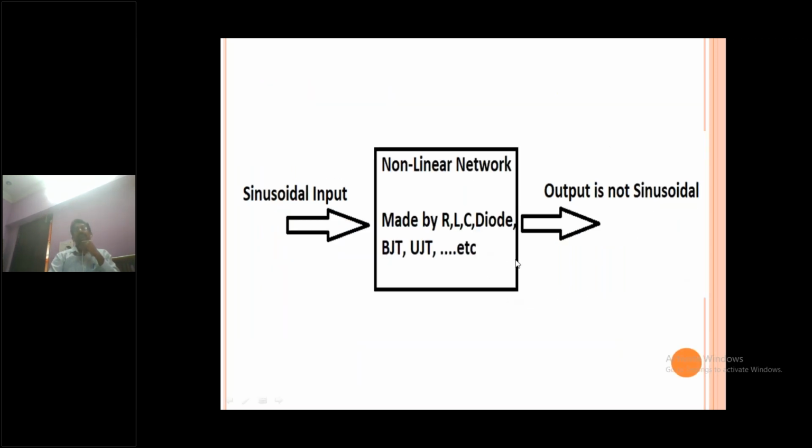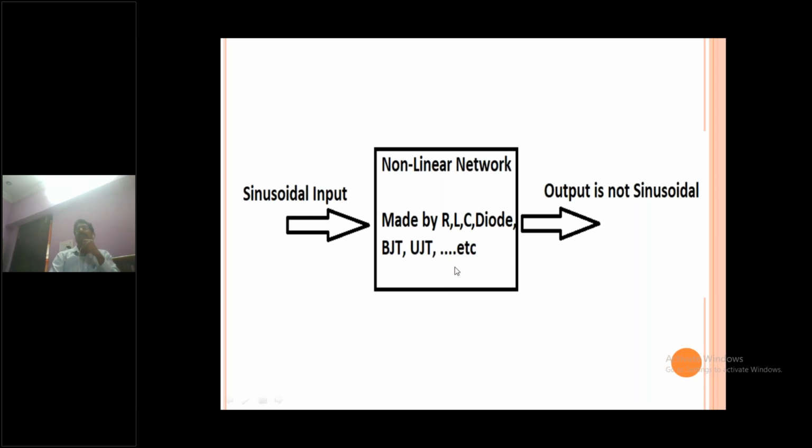Similarly, this is required for the second unit. Nonlinear networks mean nonlinear wave shaping. Here the input, generally a sinusoidal input, will be given. Then the circuit will be built with the elements R, L, C and a diode or UJT or BJT, whatever the components, nonlinear components also. So there will be passive linear components R, L, C, and simultaneously a nonlinear component, either a diode or BJT and so on. These components will be included.